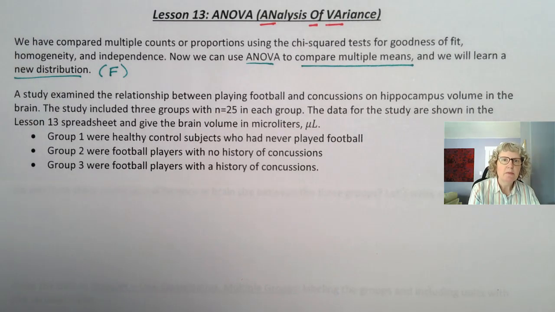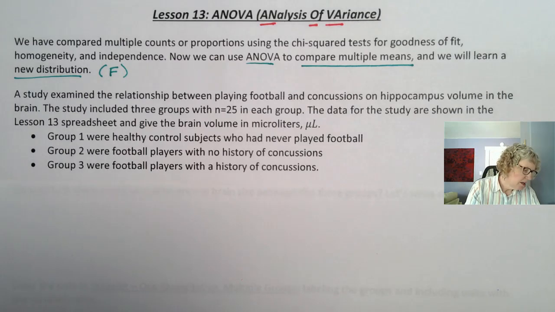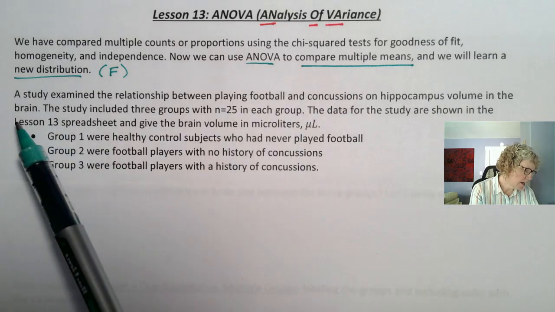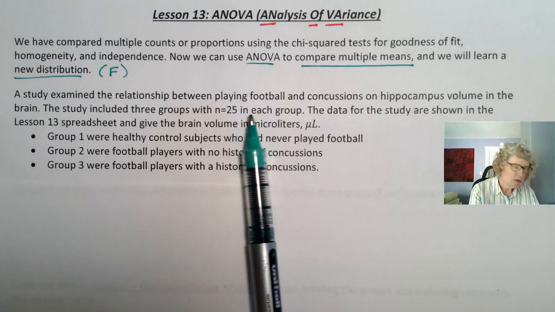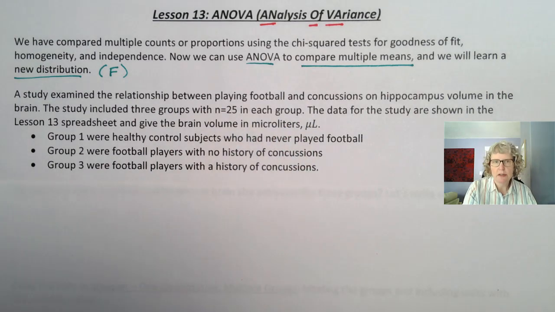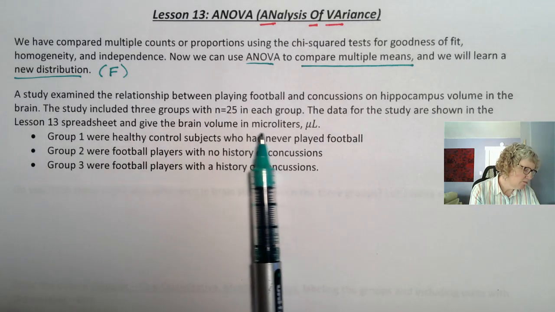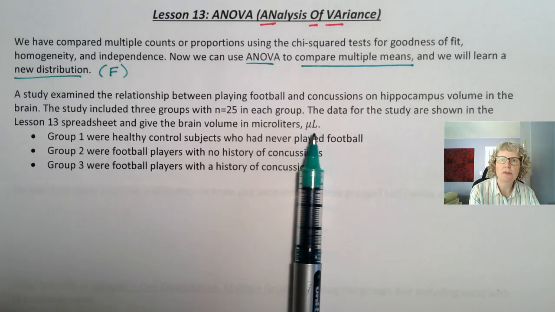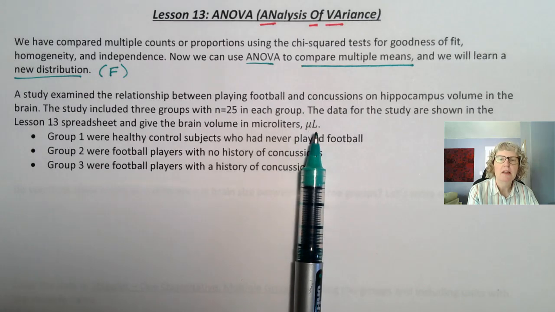A study examined the relationship between playing football and concussions on hippocampus volume in the brain. The study included 3 groups with n equals 25 in each group. The data for the study are shown in a spreadsheet, as usual, and they give the brain volume in microliters, which uses the mu, which is also sometimes an abbreviation for micro, or a symbol for microliters.